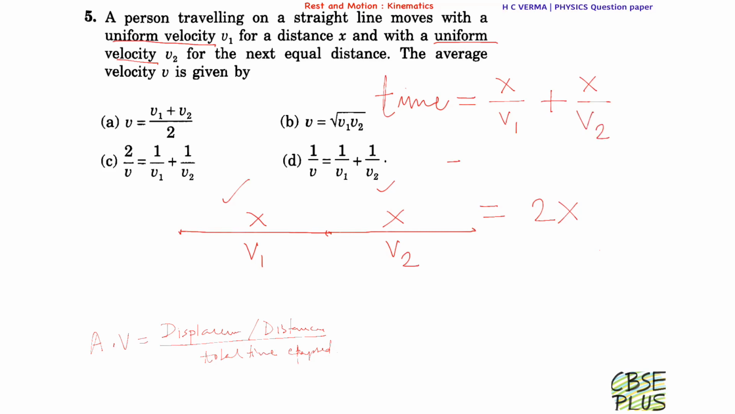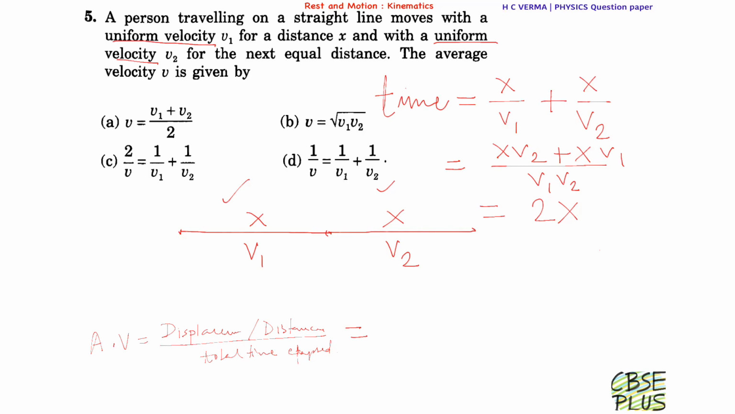We just add these two times, and what do we get? We multiply v1 and v2, do the fraction addition, and here we will have x into v2 plus x into v1. Now the average velocity would be total distance traveled upon total time taken.